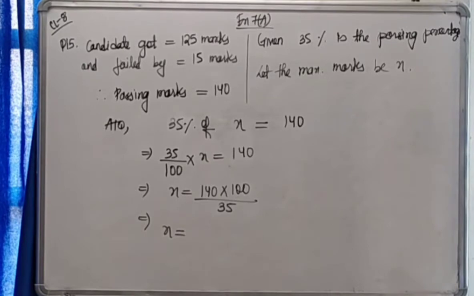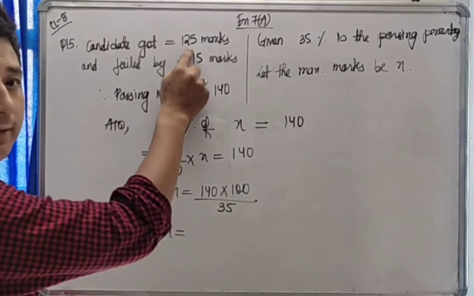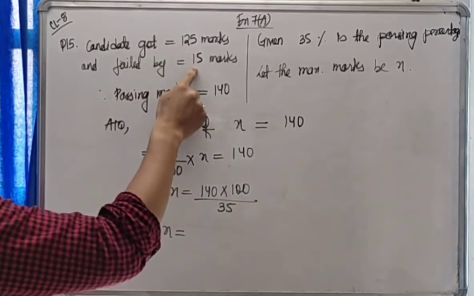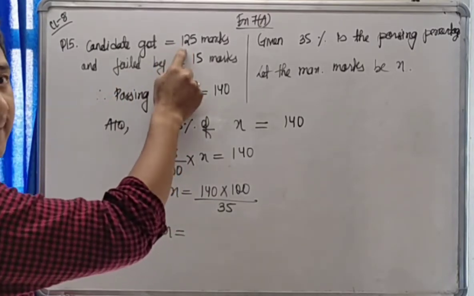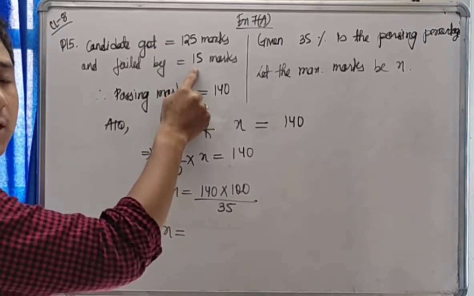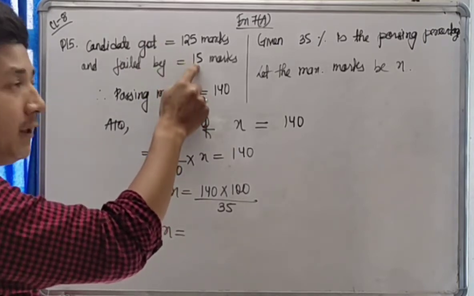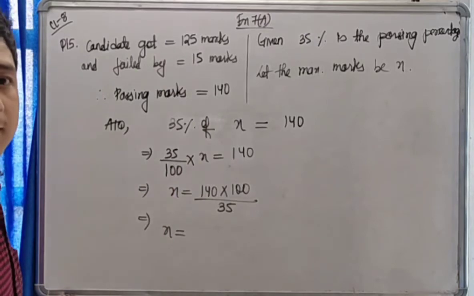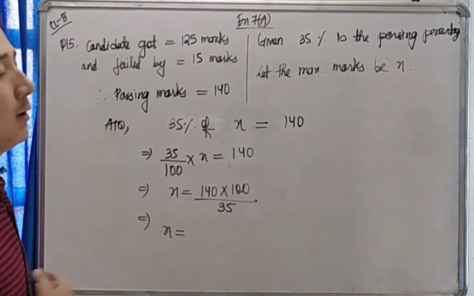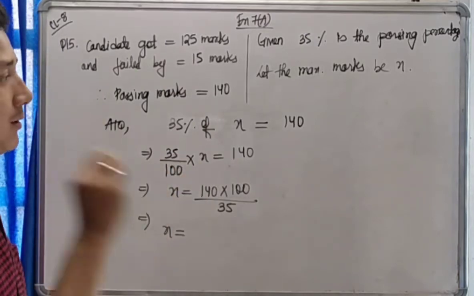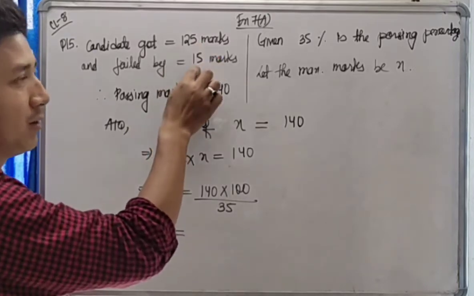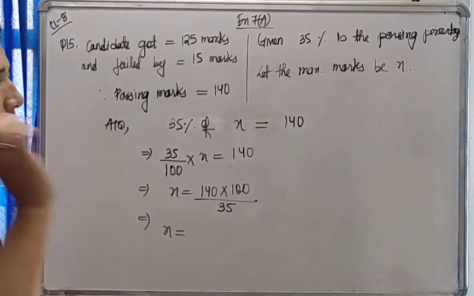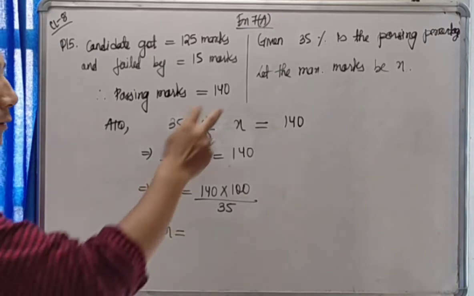All right, the next one is similar to question number 14. Here the candidate got 125, he failed by 15 marks. So if he could have got 15 marks more, he could have passed. So that will give us the passing marks. At least a student must get 125 plus 15, that is 140. The passing marks for each student is 140.